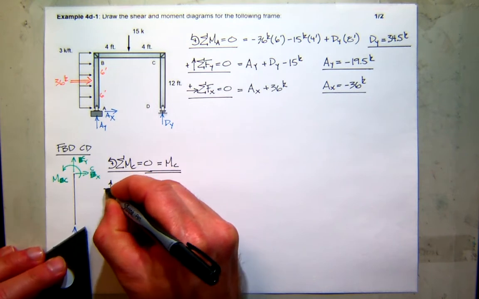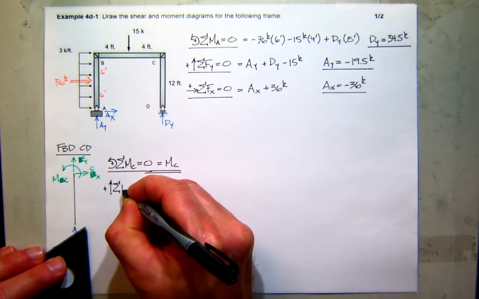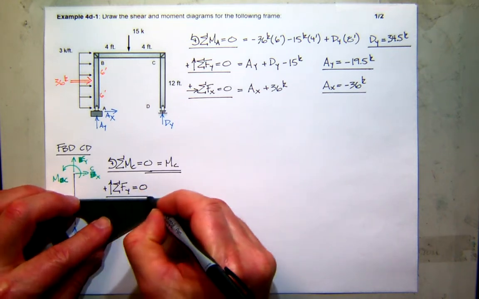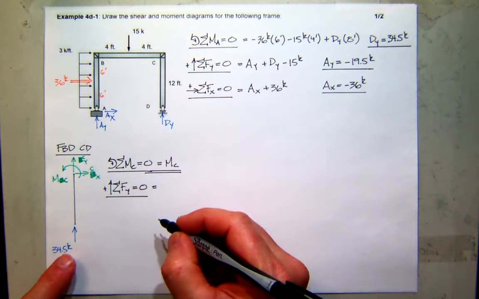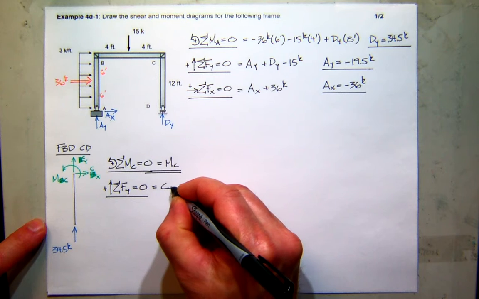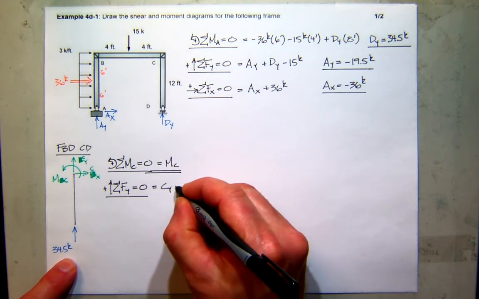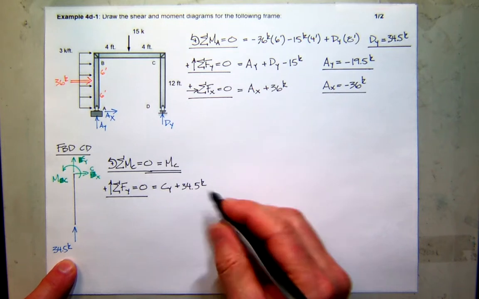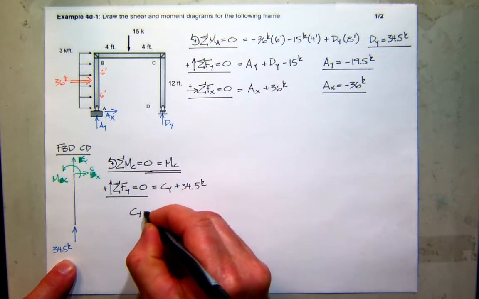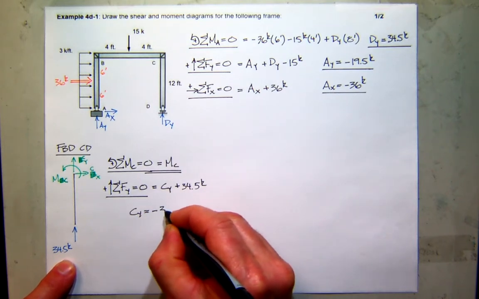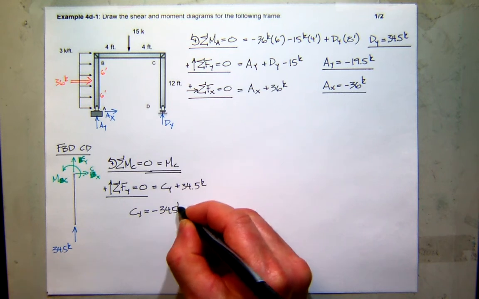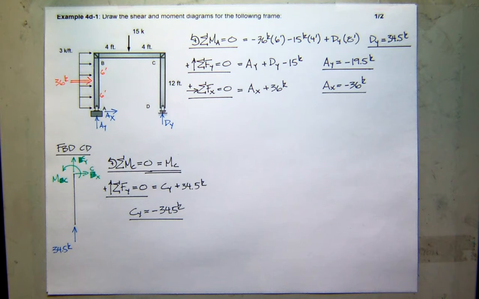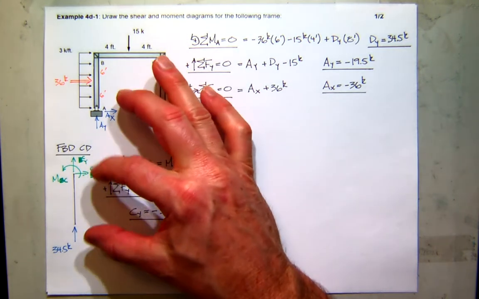We can sum forces in the y direction. Make sure it's in equilibrium. So what do we get when we do that? Well, we've got CY acting up, and we've got 34.5 kips acting up also. So it looks like CY is negative 34.5 kips. So with CY actually acting down, you can see this element is being compressed.